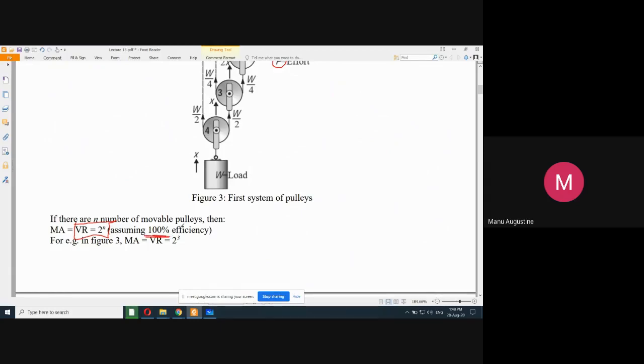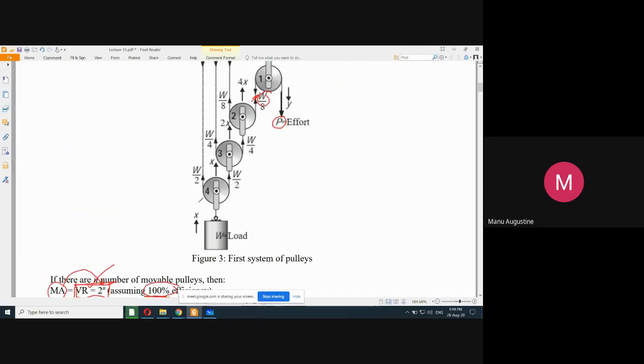लेकिन अगर मैं 100% efficiency नहीं लूं तो क्या अब velocity ratio change होगा क्या? नहीं. Velocity ratio will remain the same even if efficiency decreases, but mechanical advantage will no longer be represented by 2 raised to power n. In the case of loss of efficiency or in the case of introduction of friction inside the system, velocity ratio is going to remain as 2 raised to power n, but mechanical advantage expression will change. It's not equal to this.